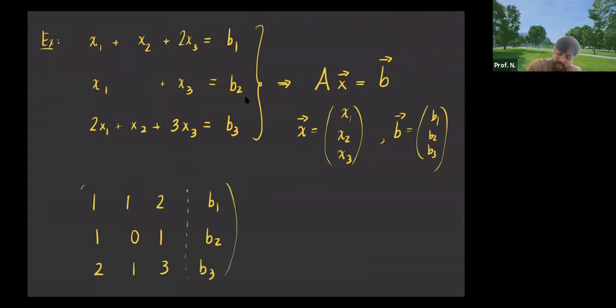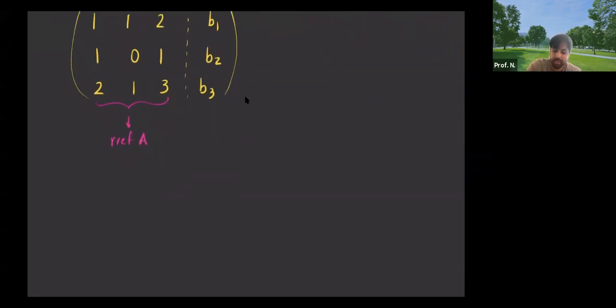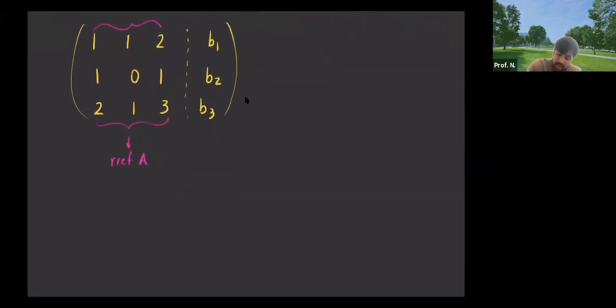Augmented. And again, I have to perform row operations on this. So the idea is I want to write this in row reduced echelon form, right? So this is my A, and I want to make this into row reduced echelon form A. That's my goal. In doing so, this shouldn't be too bad, right?